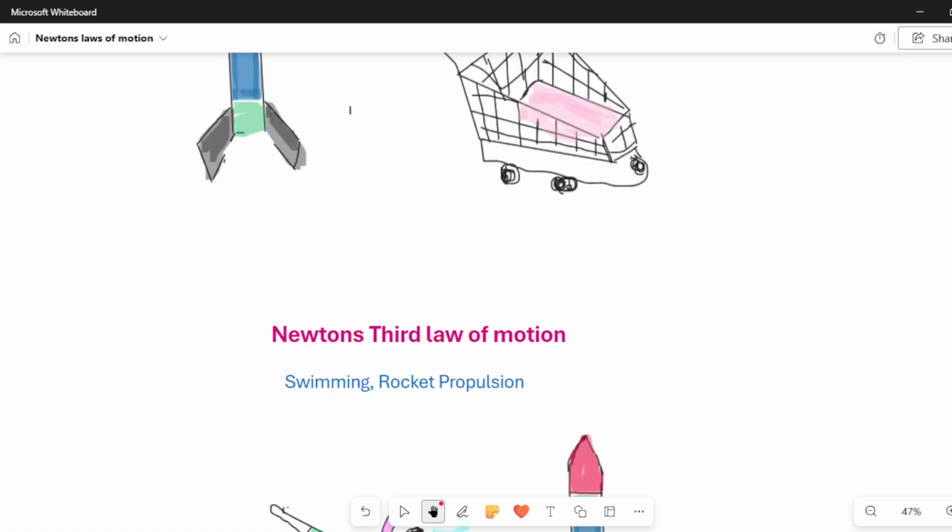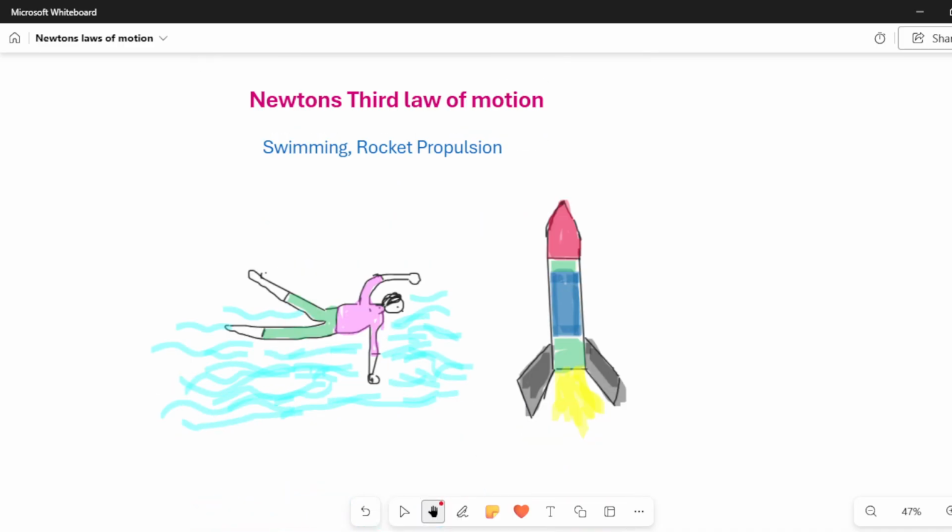These are the applications. Next, finally, is Newton's third law of motion. We know that for every action there is an equal and opposite reaction. So we have swimming. In swimming, what happens? We are pushing the water backwards. So there is an equal and opposite reaction: the water pushes you forward. So that's why you move forward while swimming. That is the application of Newton's third law of motion.